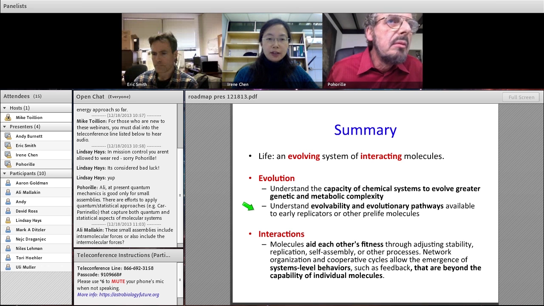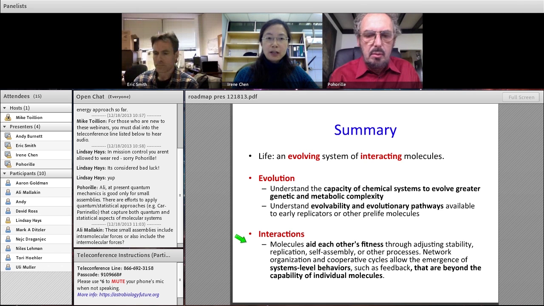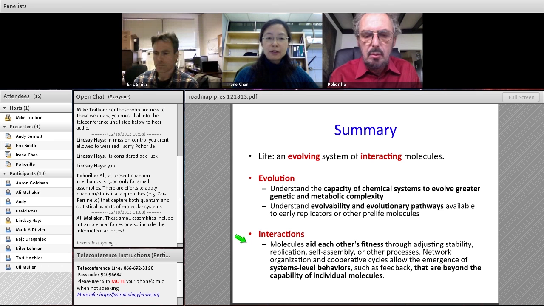On the interactions side, the thinking is that molecules aid each other's fitness through adjusting each other's stability or replication or self-assembly, et cetera. And network organization and cooperative cycles could allow the emergence of these systems-level behaviors at the level of a cell or a cycle or higher than that, which are beyond the capability of individual molecules. And so we want to understand those networks of interactions.